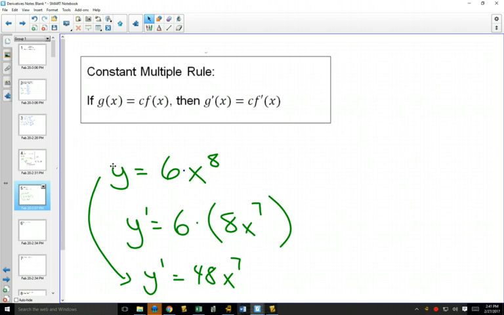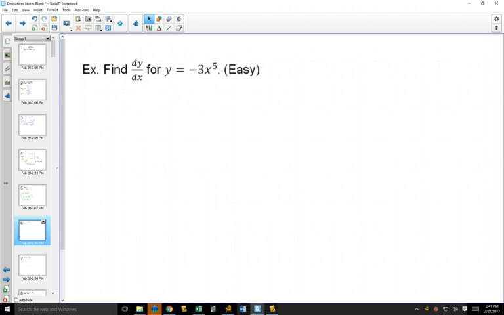Over the course of this unit, we're going to learn a lot of derivative rules. How do we do different kinds of functions, not just functions with powers? What about sine? What about cos? What about logarithms? What about e to the x? What about cosecant and cotangent? So all of those different functions, we'll be able to figure out the derivatives for them. So here's one for you to try.